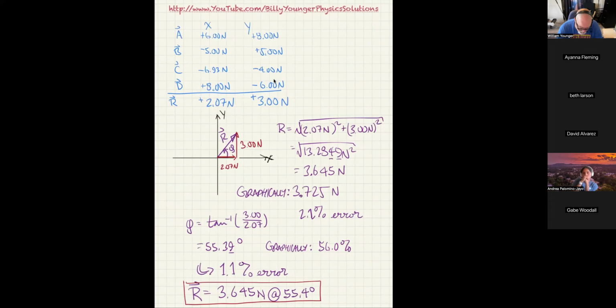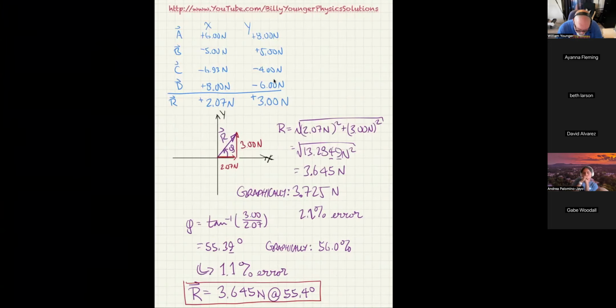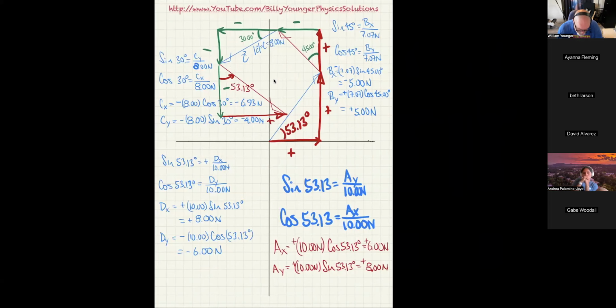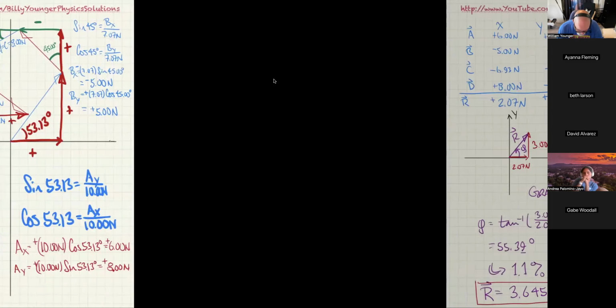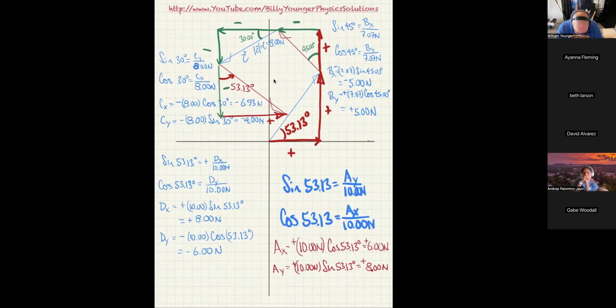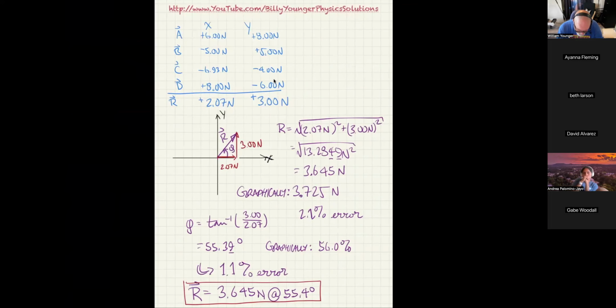Looking back and remembering, positive 6, positive 8, that checks. Negative 5, positive 5, that checks. Negative 6.93, negative 4.00, that checks. And then D is positive 8, negative 6, positive 8, negative 6. So each of those check.